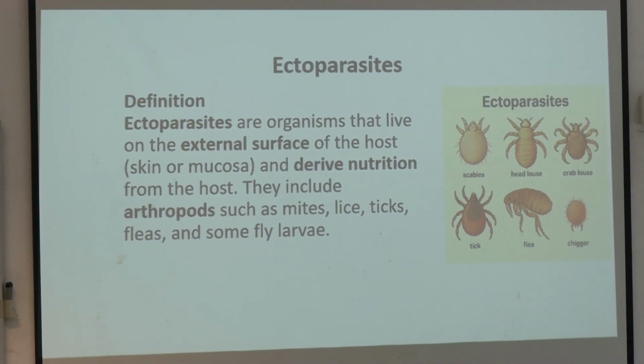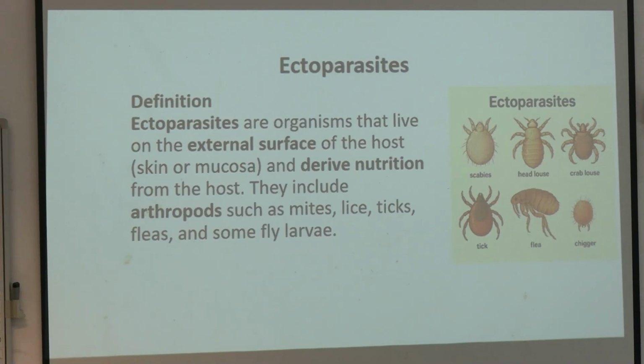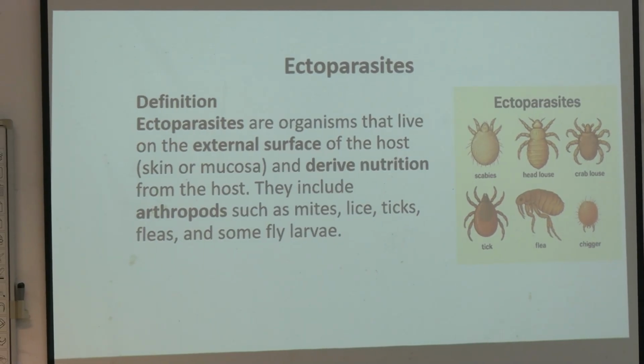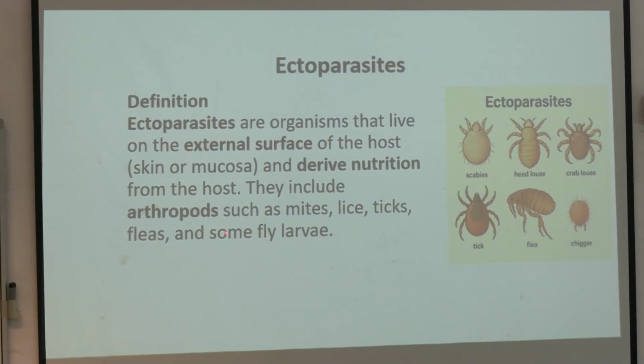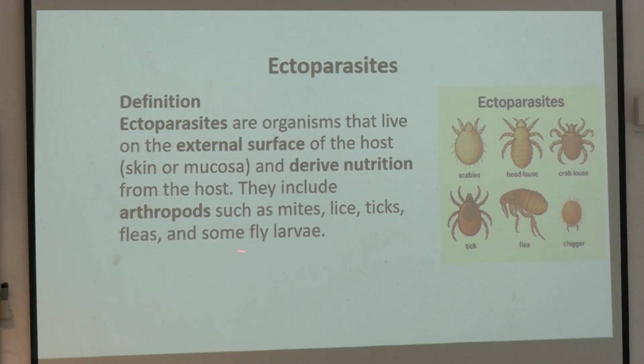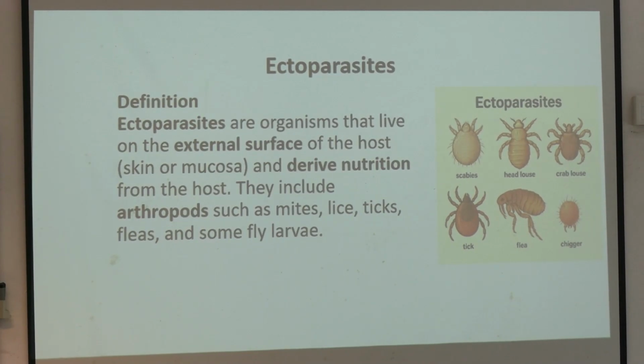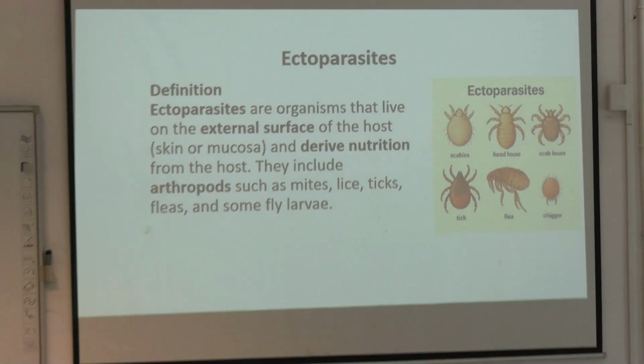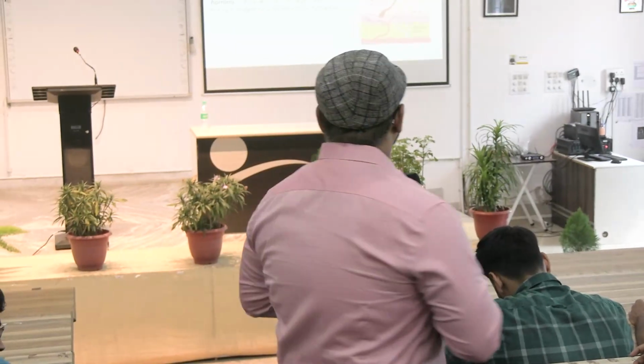The organisms that live on the external surface of the host, skin and mucosa, and derive nutrition from the host. They include arthropods such as mites, lice and ticks, fleas and some flea larvae. So basically these are the fleas and ticks we commonly see in our day-to-day life, and mostly they present with some itching, rashes. These are all clinical conditions.